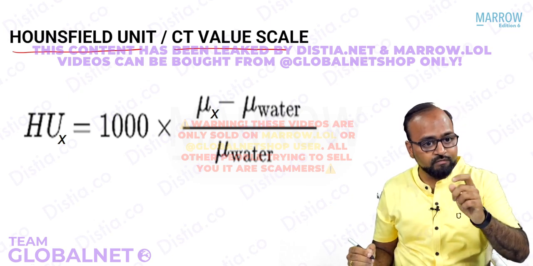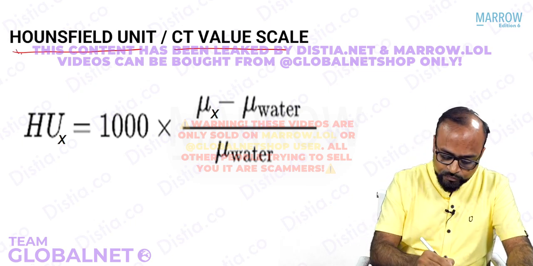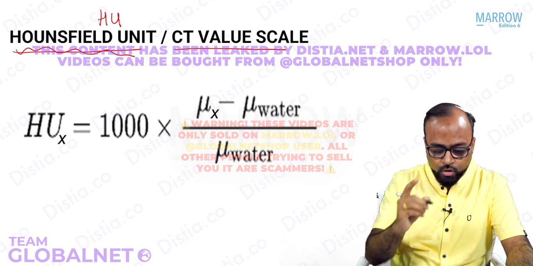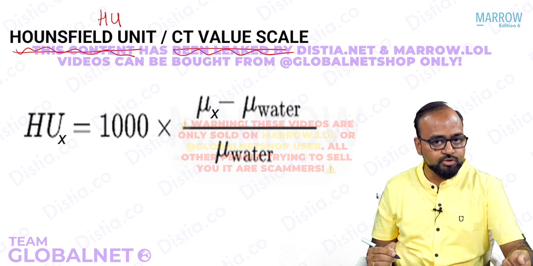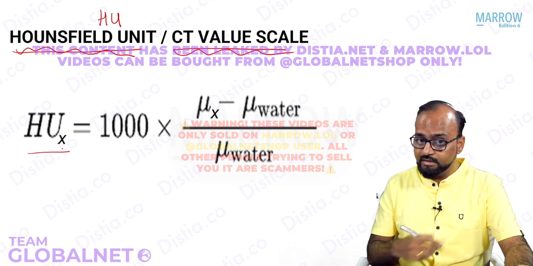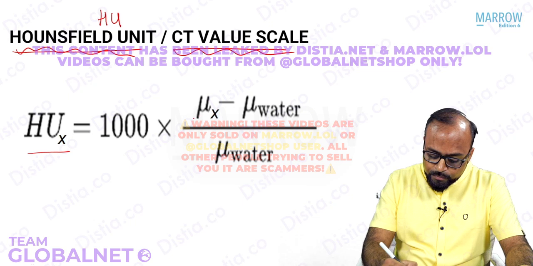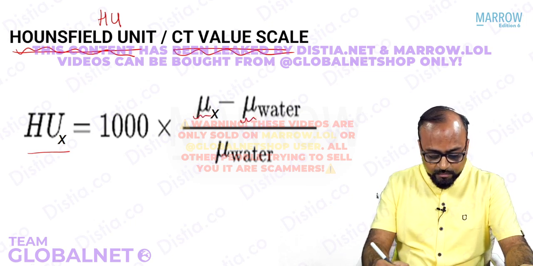That value given to that particular tissue is called its Hounsfield unit value, or HU value, or CT value. How is it calculated? It is calculated by using this formula. Hounsfield unit value of a particular tissue X is equal to 1000 multiplied by mu of that tissue X minus mu of water, divided by mu of water.